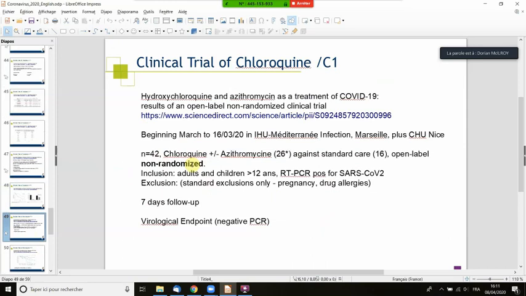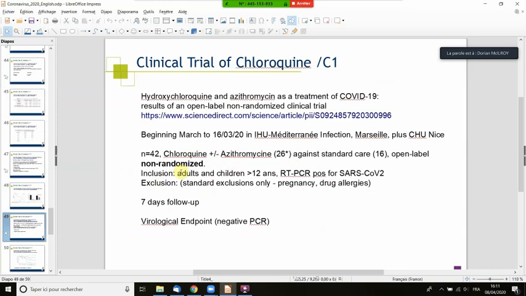And I have to say, this is non-randomized in a very strange way, because they're at different sites. Most of the patients in the treatment group are in Marseille, and most of the patients in the control group were in Nice or other centers. And the number here, 26, is what they recruited, but they don't report on all the data for all of these patients in the treatment group.